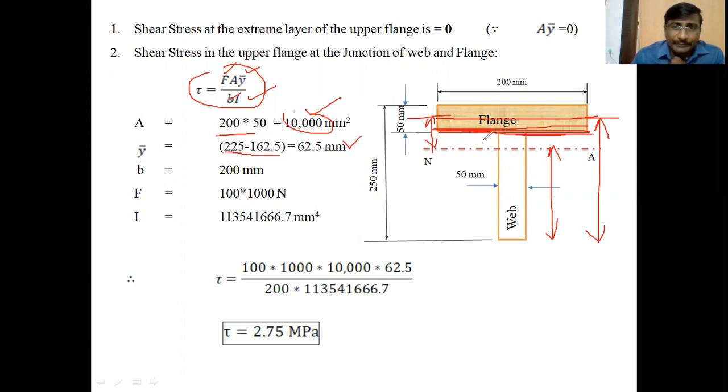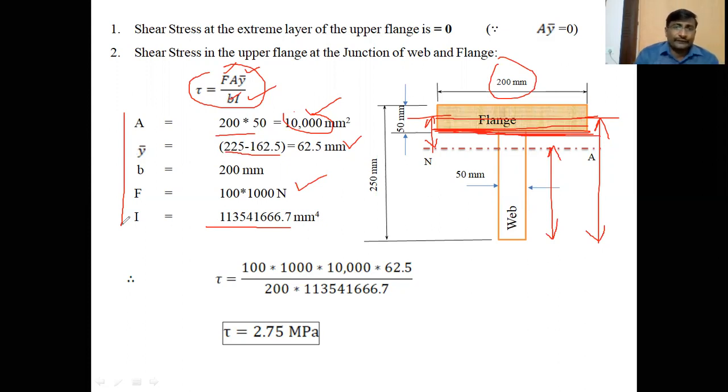Y bar is 62.5 mm. And what is the B value at this layer? B value is 200 mm. Breadth of the flange is 200 mm. And F is given in the problem, 100 kilonewtons, 100 into 1000 newtons. And I also already calculated the moment of inertia, 11354166.7 mm power 4. These are the values at the junction while calculating the shear stress in the flange.